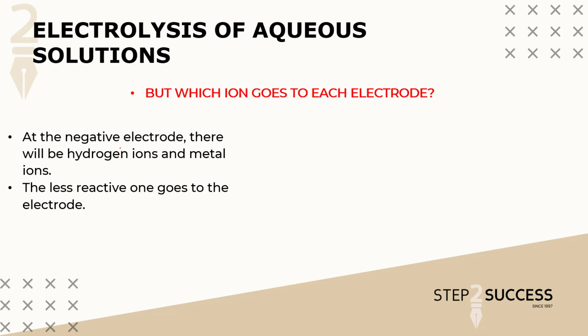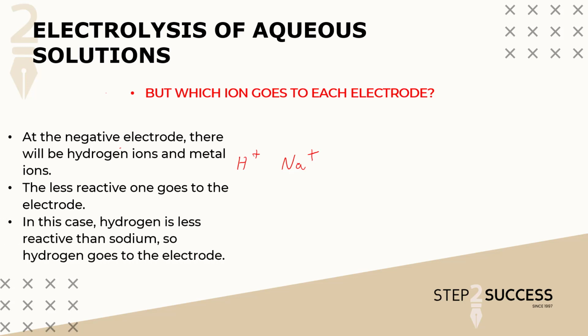Okay, so in the example of H+ and Na+, because that's the example we're about to do, in that particular scenario, H is less reactive than sodium. Sodium is very reactive, it's in group 1. And so hydrogen is less reactive than sodium, and that goes to the electrode. So that's how you determine it's the less reactive one of the 2 positive ions that goes to the electrode.